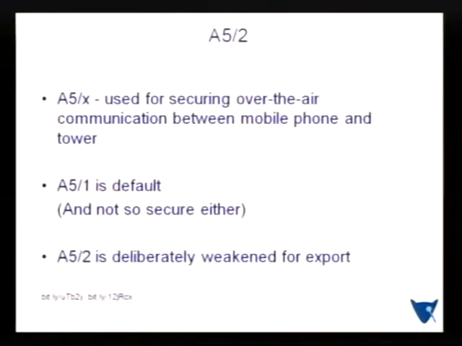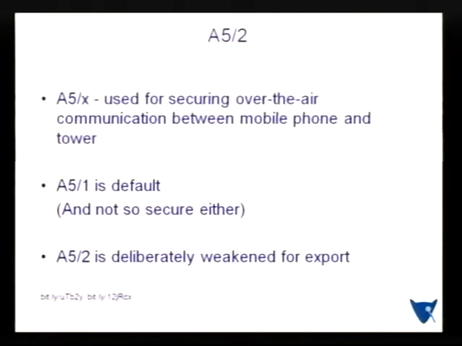But there was also the A5/2, and that was the export grade protection of mobile phones. And it's even still in use now. If you go to the Eastern European countries, you only have A5/2 there. And A5/2 is a severely crippled form of A5/1 for protecting your phones, making it easier to, well, eavesdrop on all the calls that are happening there.